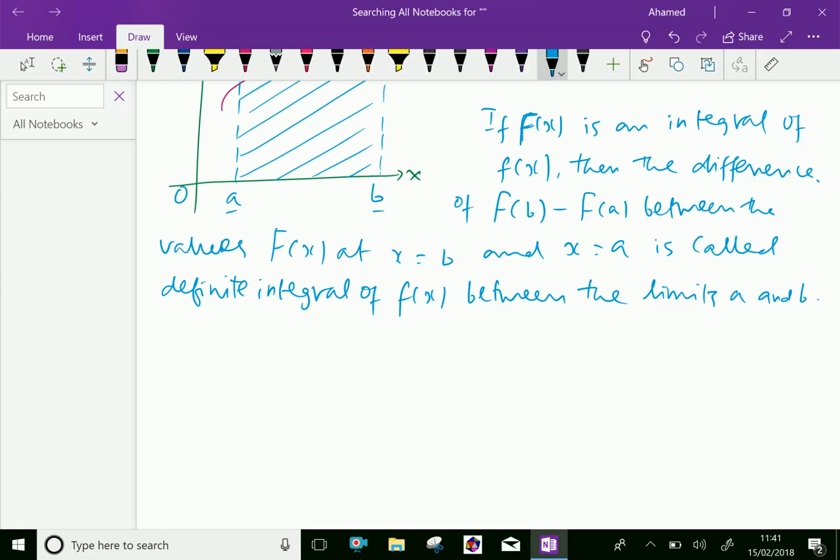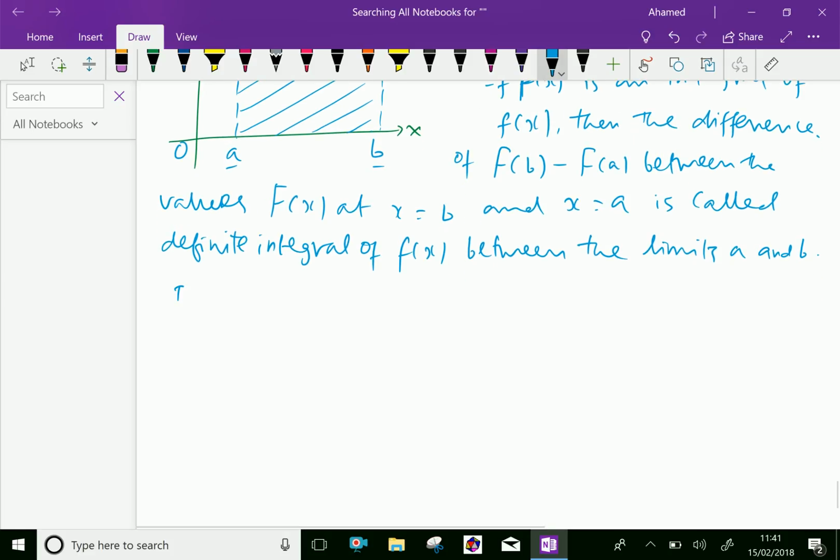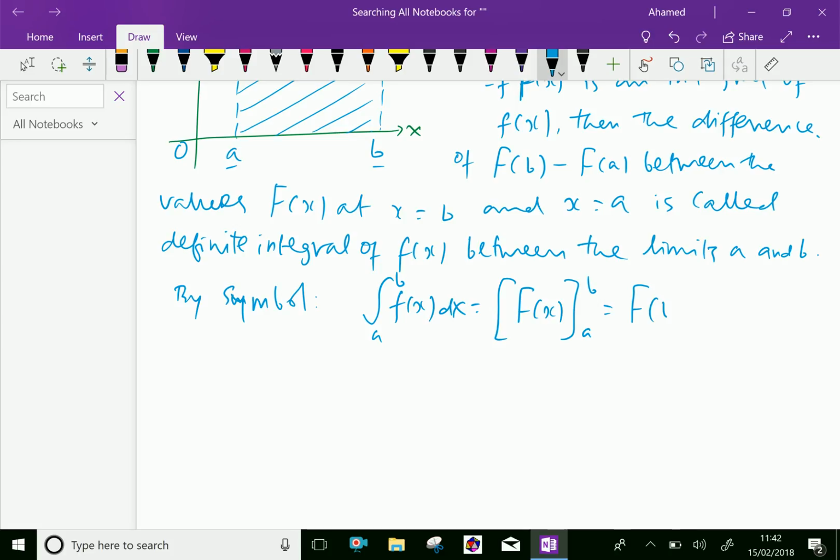By symbol we can write the integral of f of x with limits a to b, dx, equal to F of x within the limits of a and b, which is further equal to F of b, meaning the upper limit, minus F of the lower limit.